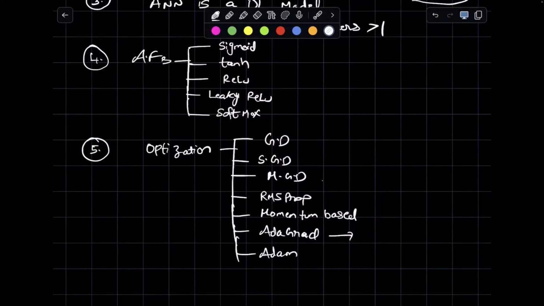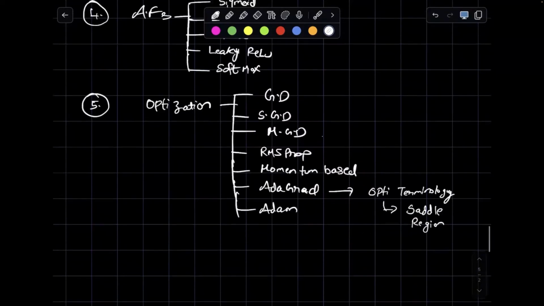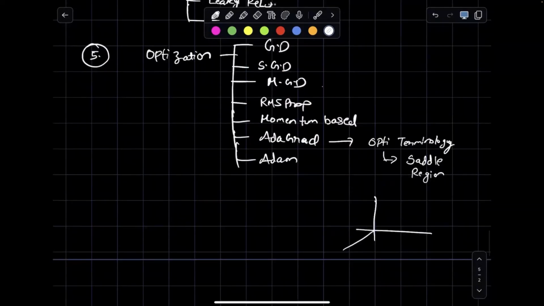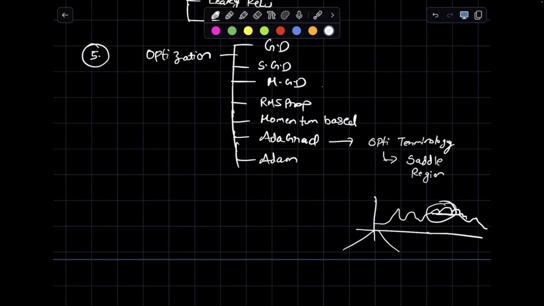Correct. In terms of optimization terminology, what is that situation called? Saddle region, right? When there is sparsity in one of these features, you will have a shape like this. In this region you need to move fast, because there is no improvement. It's happening because of sparsity, and this region is called the saddle region.